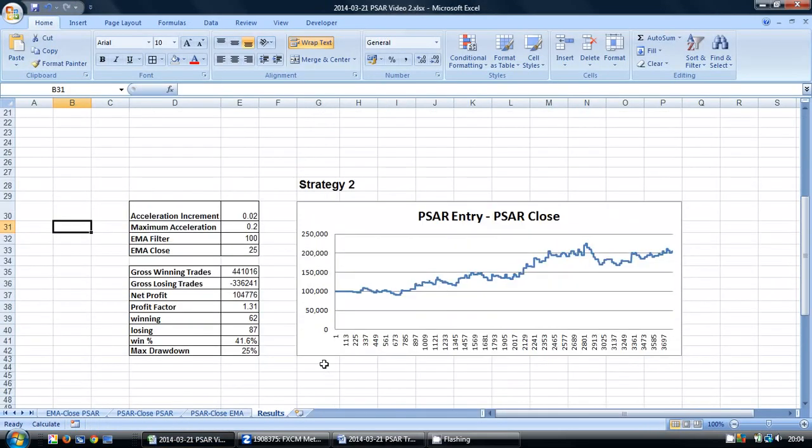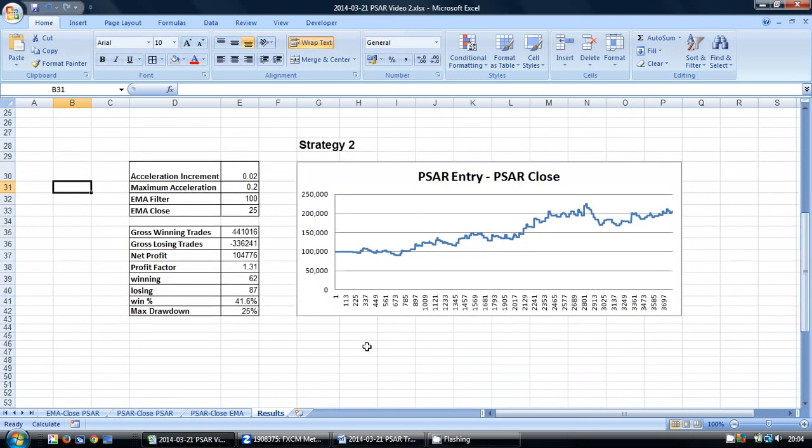Okay, so these are the results from strategy 2. You can see here that it looks a lot better than strategy 1. We've got more trades for a start, so we do have the opportunity to generate some fairly decent profits. In this case we're using a 100 period EMA filter. I didn't want to refine these too much, but I found that the 100 period seemed to give us pretty good results. I've not been looking at different variables, but as a starting position this gave us pretty good results.